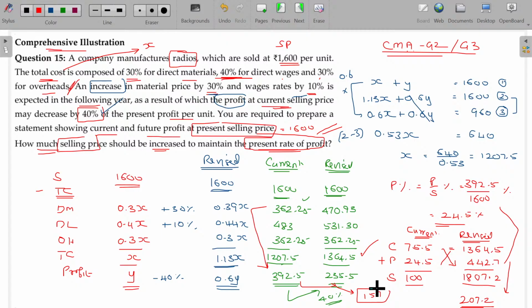But in the text, it is solved using the present amount of profit. Earlier I got 392.5, now it is reduced, but I need to get the same 392.5. It means I need to get another 157 in excess. Then you can simply add this to the revised price. 1600 is the existing sale price. With that I add 157, so 1757 is the revised price. This is how we can get the answer.